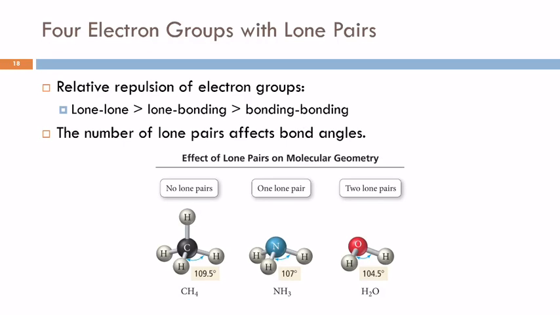So here's relative repulsion of electron groups. The lone pairs are the most repulsive, lone pair to lone pair. A lone pair to a bonding pair is the next most, and bonding pairs with each other are the least repulsive. So we see in methane bond angles of 109.5 because we've got no lone pairs. Here we've got 1 lone pair, 107. Here we've got 2 lone pairs, 104.5.